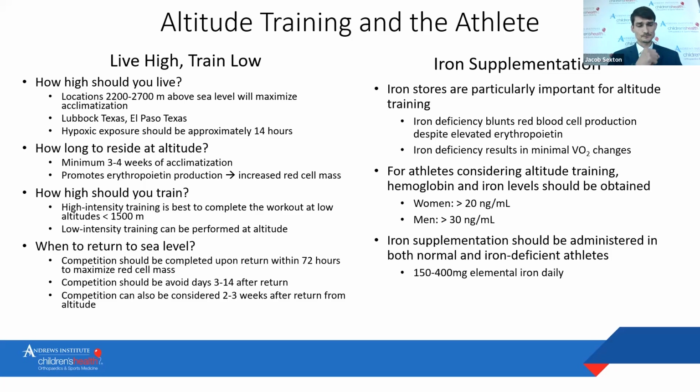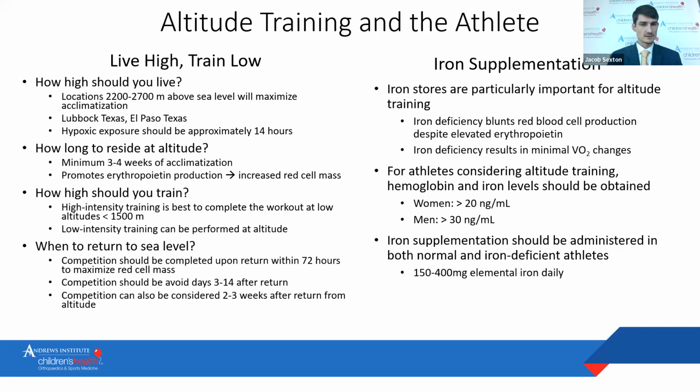exercise benefits. And then finally, iron supplementation. Iron stores are particularly important for altitude training. Iron deficiency blunts the red blood cell production. Despite the elevated erythropoietin, you need the raw materials in order to make the product. And then iron deficiency results in minimal VO2 changes.